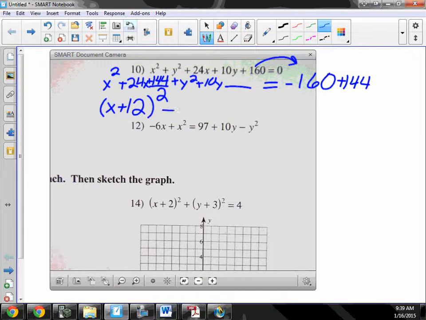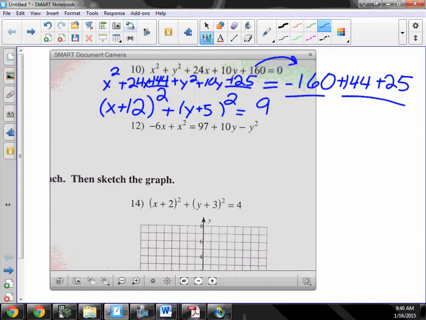So I'm going to do the same for the y's. What is the factor going to be? Plus 5. So half of 10 is positive 5. Square that, and I get 25. So I also need to add that 25 over here, and negative 160 plus 169 should just be 9. Now the circle is in the form that we wanted.